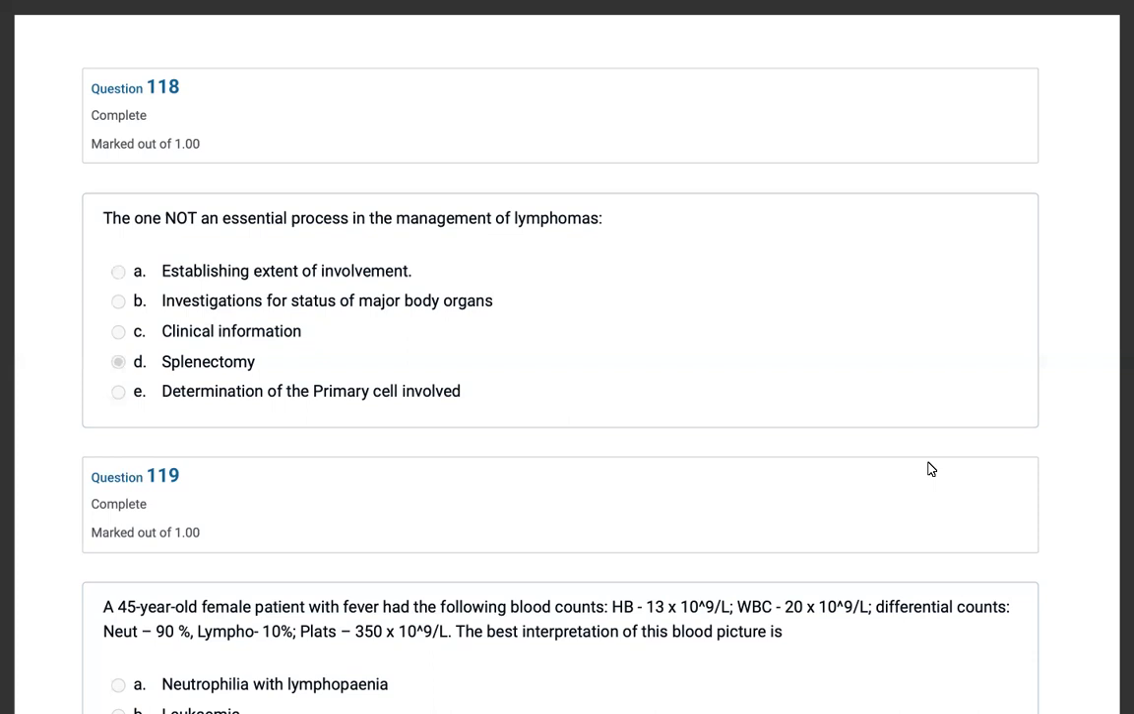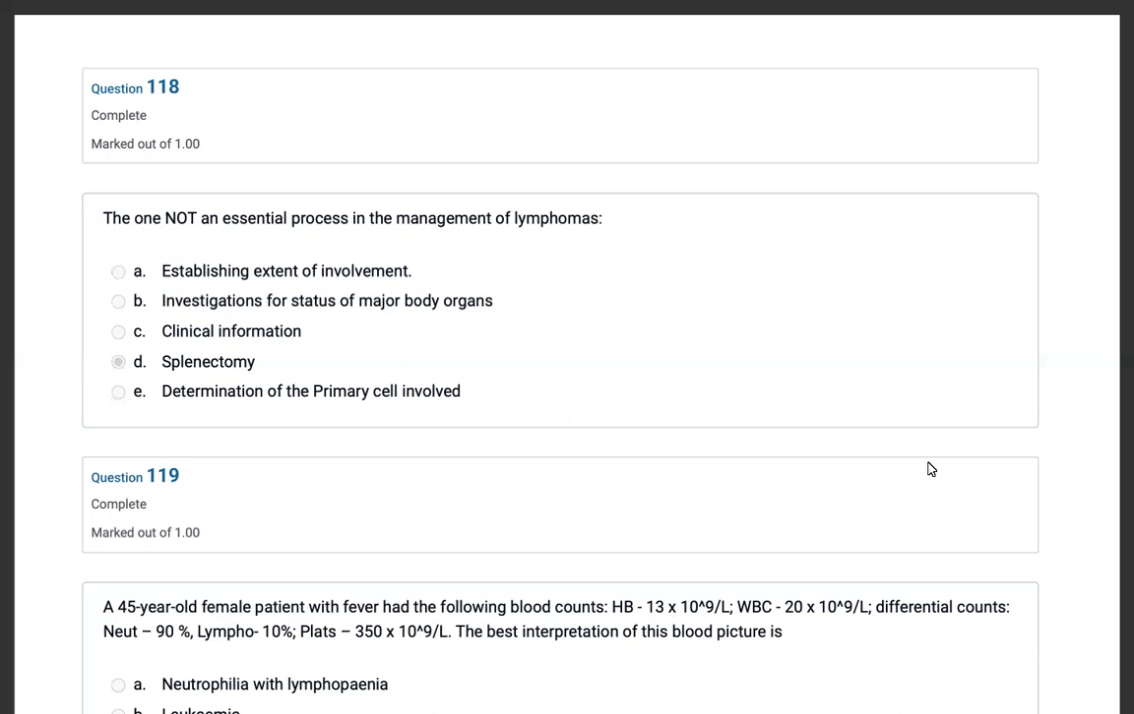So you want to establish the extent of involvement. You want to investigate the status of major body organs. Has it infiltrated other organs, and how are they? You want to get clinical information, obviously. You want to determine the primary cells involved for classification.